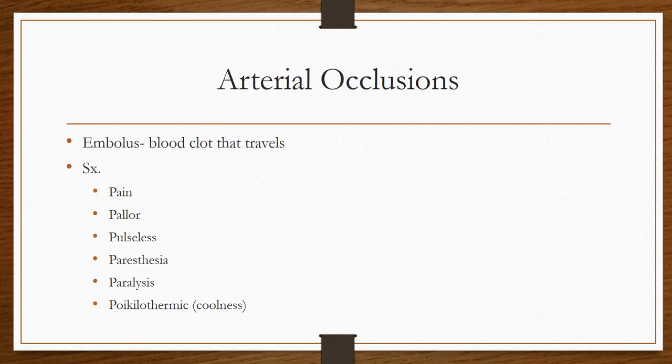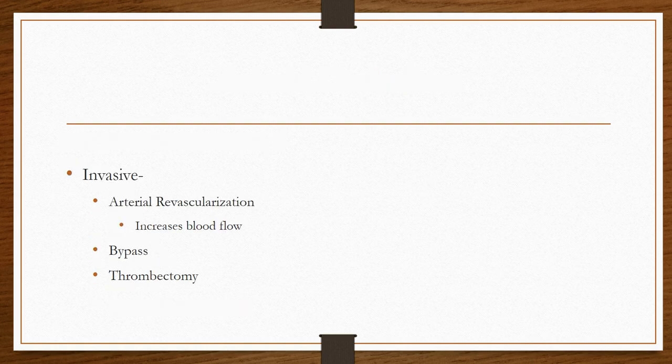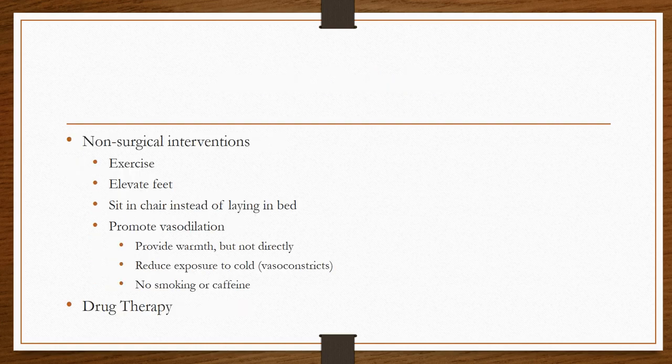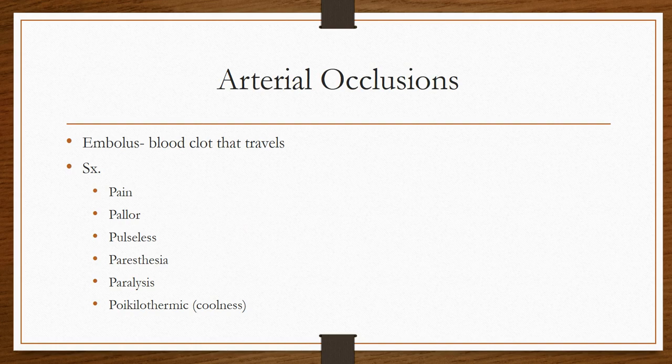Arterial occlusions: there's the embolus, which is a blood clot that travels. Symptoms are pain, pallor, pulseless, paresthesia, paralysis, and poikilothermic, which I believe is coolness. So again, you actually kind of go from the peripheral artery disease to total arterial occlusions themselves, and that's where the symptoms come in.